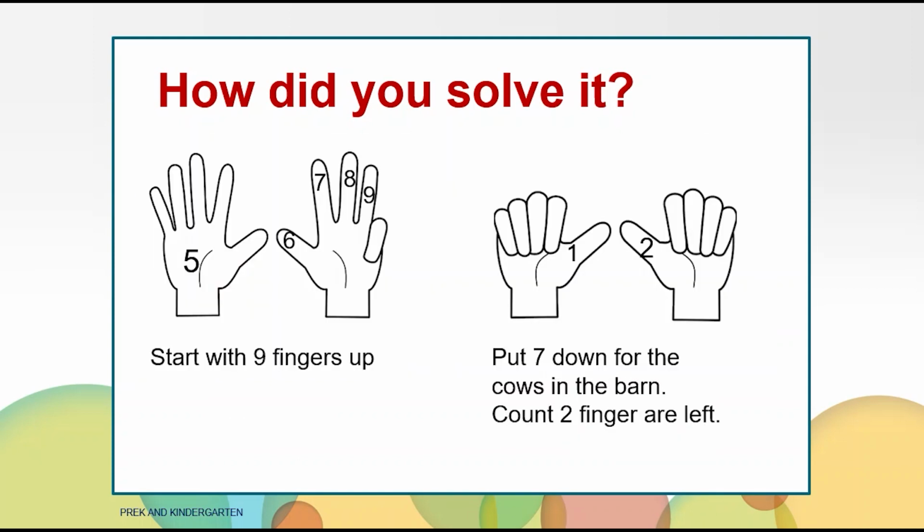You might have used your fingers. Maybe you put 9 fingers up because there were 9 cows in the field. Then put 7 fingers down for the 7 cows that went in the barn. Then you had 2 fingers left, which means there are 2 cows left in the field.